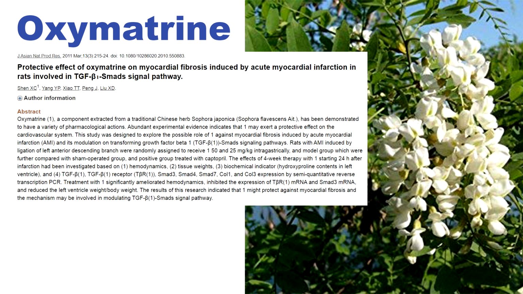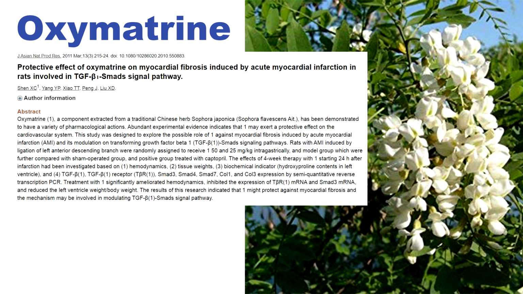You've got the protective effect of oxymatrine on myocardial, which means muscle. So it has to do with the muscles of the cardiac system, right? It says effect of oxymatrine on myocardial fibrosis. Here we go again. Induced by acute myocardial infarction. So it looks like they tested it in rats, and in one of the signaling pathways.